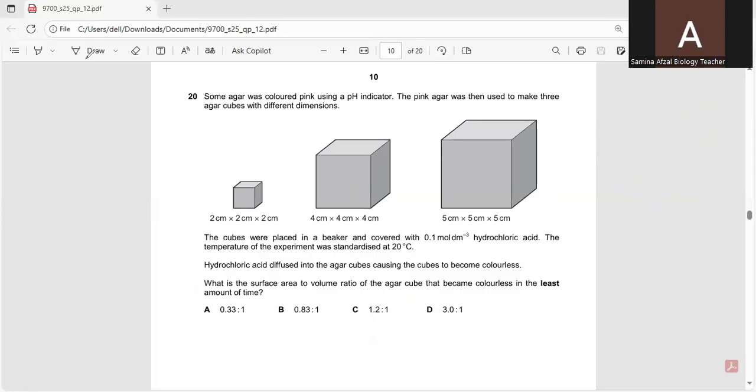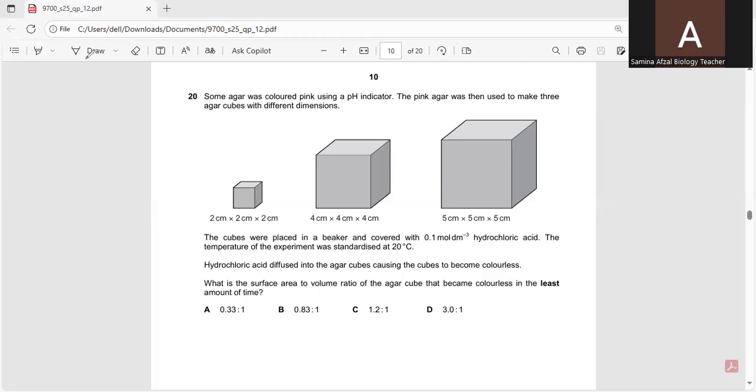The cubes are placed in a beaker and covered with 0.1 molar hydrochloric acid. The temperature of the experiment was standard at 20 degrees C. Hydrochloric acid diffused into the agar, causing the cubes to become colorless. So what is the surface area to volume ratio?